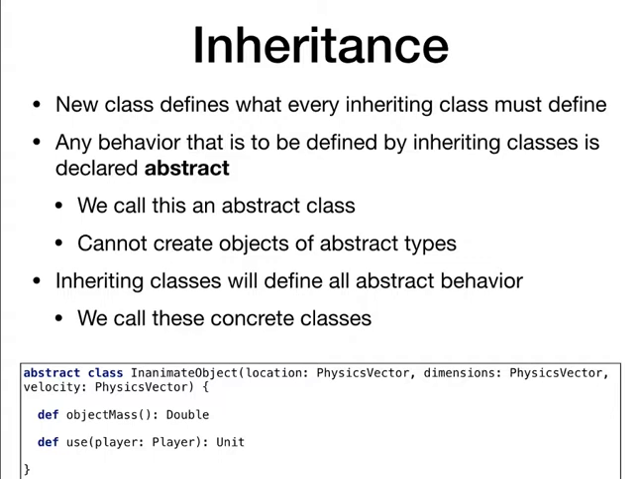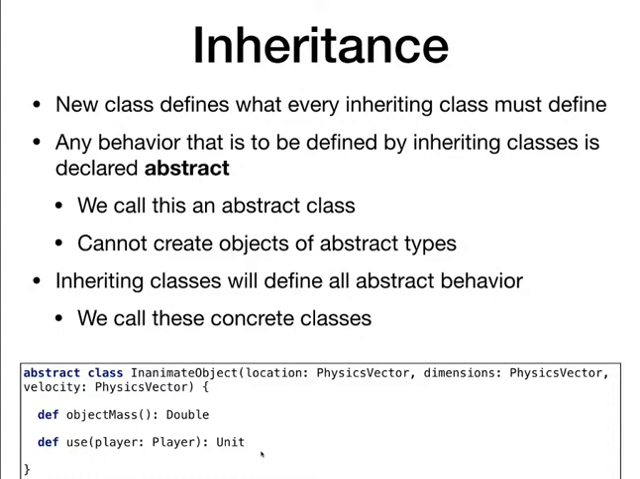What I'm going to do is declare the method headers. I have a method named object mass. It returns a double and takes no parameters. I have a method named use. It takes a player, returns nothing, returns unit. But I'm not defining these methods right here, which means I don't have a complete class. This class doesn't have everything defined.